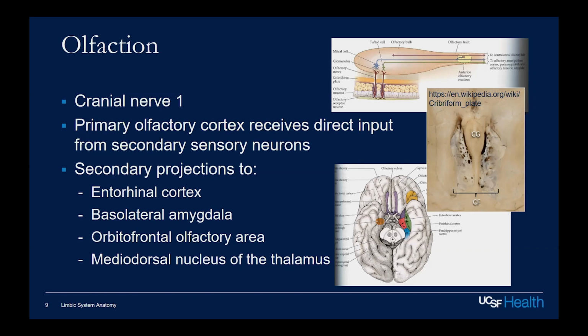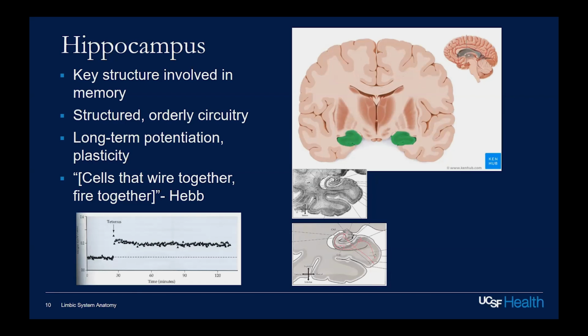Then the neurons in the olfactory bulb synapse into different nuclei and project into different cortical regions, including the entorhinal cortex, which we'll hear about later, the basolateral amygdala, and also different olfactory areas. Next, let's talk about the hippocampus.